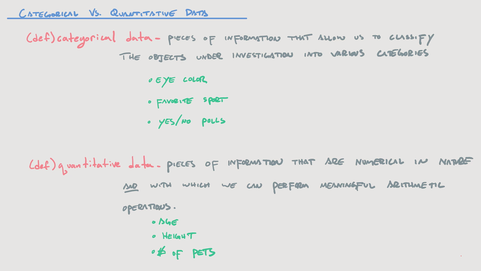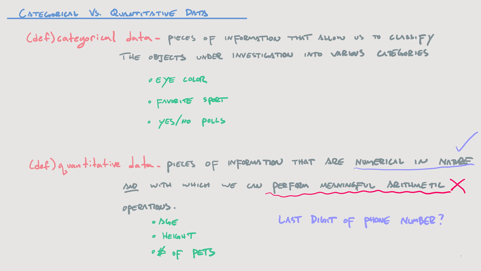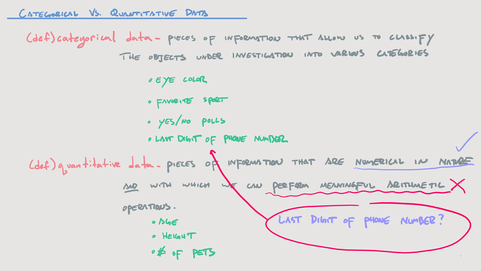There are some tricky situations, though, for whether or not you might determine if the data you're collecting is categorical or quantitative. For example, what if you're surveying people to figure out what the last digit of their phone number is? Well, if you look at the quantitative data definition, a phone digit is numerical in nature, so it satisfies this first part of quantitative data. But can we really perform meaningful arithmetic operations on the last digit of a phone number? I would say no, not really. Like finding an average last digit of a phone number, you may end up with a decimal, and that doesn't make any sense in the context of a phone number. So as it turns out, something like the last digit of a phone number is actually categorical.